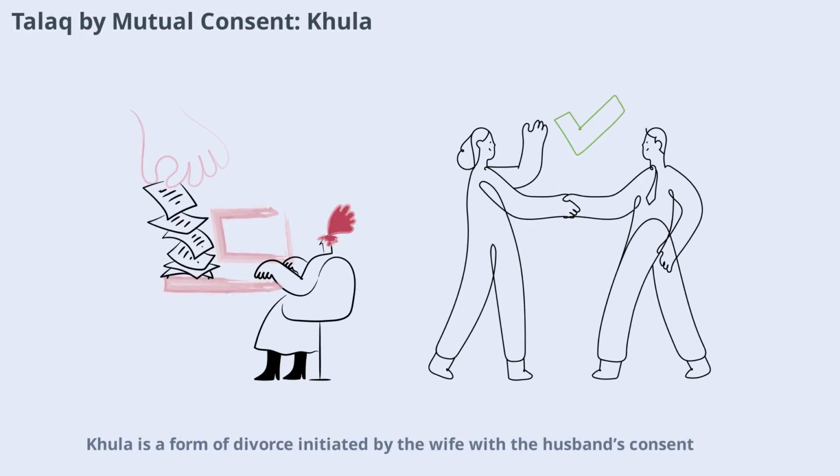Khula is a form of divorce initiated by the wife with the husband's consent. The wife offers to return her mahr, dower, or part of it, and the divorce is irrevocable once granted. Khula empowers women to seek an end to the marriage when reconciliation is not possible.